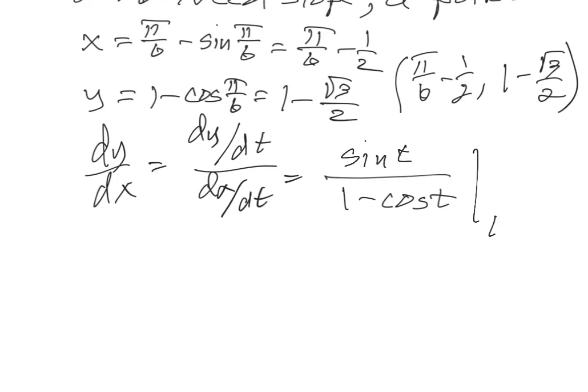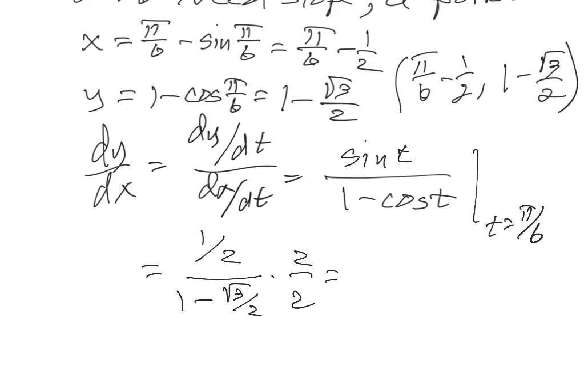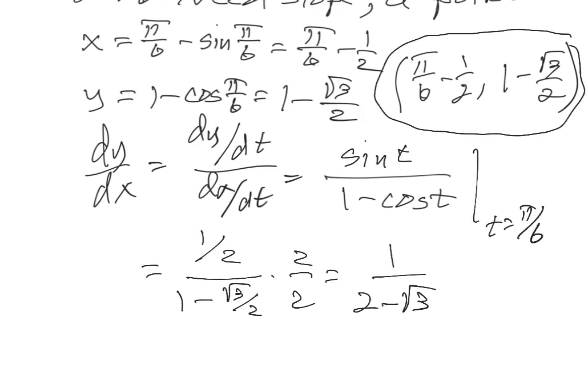And now let's plug in pi over 6. And we get sine of pi over 6 is 1/2. And we get 1 minus the cosine, that's square root 3 over 2. Multiply top and bottom by 2, and we get 1 over 2 minus the square root of 3. So here's the point. Let's go to red. We know the curve passes through that point, and we know it has this slope.